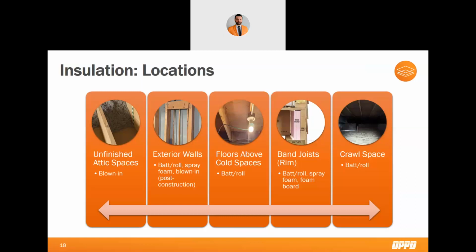Floors above cold spaces, in between the joists, like in an unfinished basement, batt insulation without backing is perfect here. Band joists, rim joists are easy spaces to insulate. And definitely, if you have a crawl space, batt insulation works great here in between the joists. Let's expand on each of these.